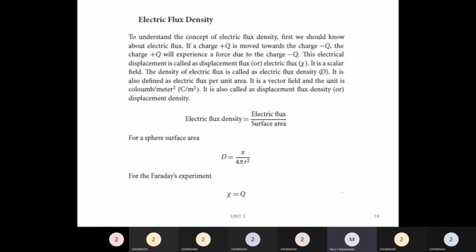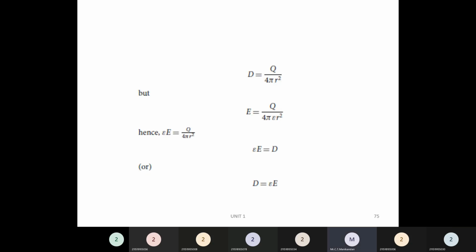Normally the electric flux density is a vector field, and it is measured in coulomb per meter square. For a spherical surface area, you get D equal to flux per 4 pi r square. From Faraday's experiment, total electric flux equals total charge. So instead of flux, I can substitute Q there. So D equal to Q by 4 pi r square.